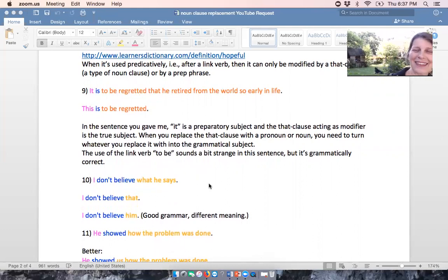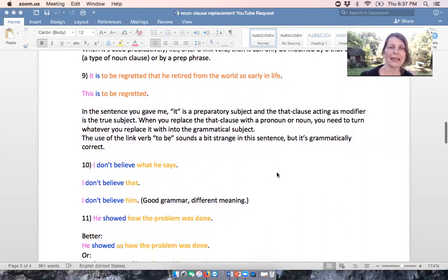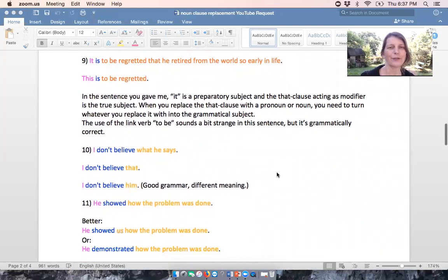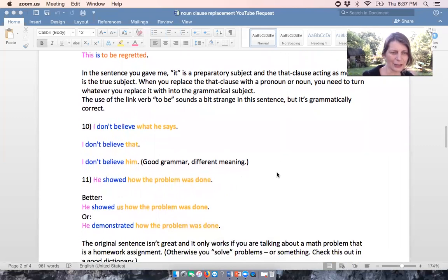You can see him there. Okay, so I don't believe what he says. We can use "I don't believe that" and "I don't believe him." Again, different meaning. We have that further a little bit above this section here.